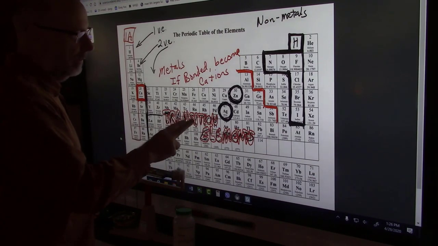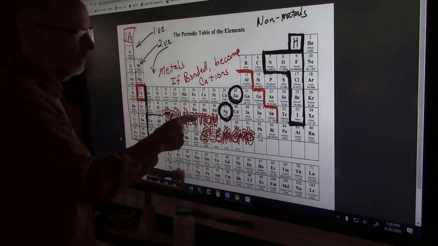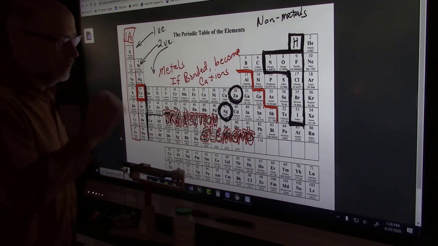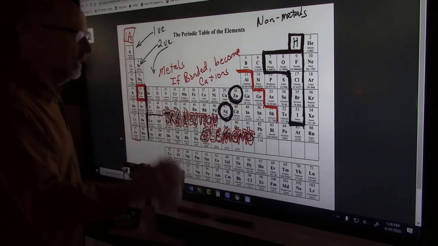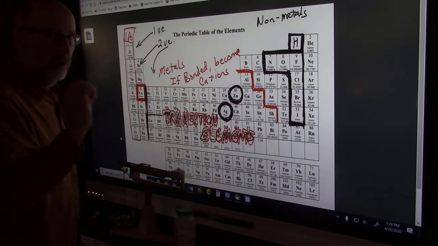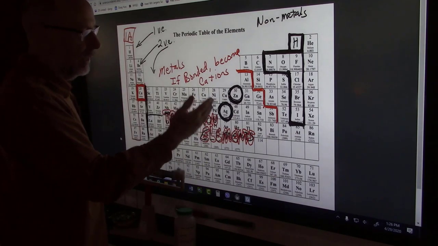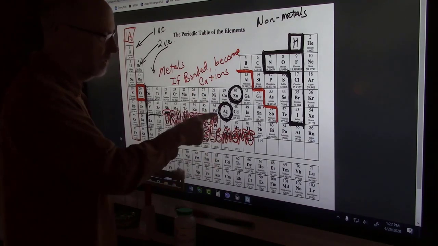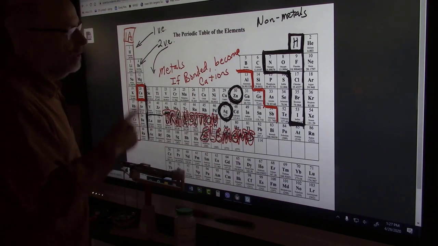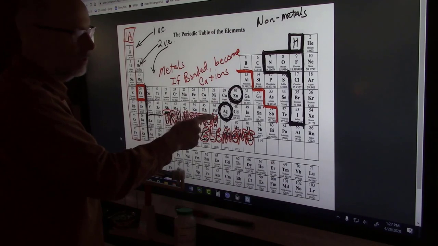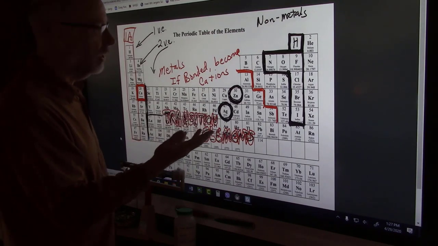A couple that you ought to be aware of, zinc and silver. If zinc is just sitting there as a solid, it has a charge of 0. But if it's bonded to something, zinc always gets a +2 charge. Silver always gets a +1 charge. So you don't call it zinc 2 or silver 1, because everybody knows what their charges are.